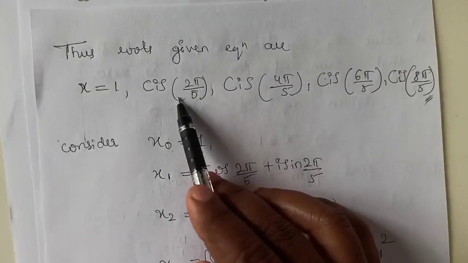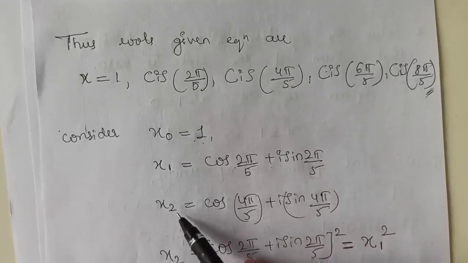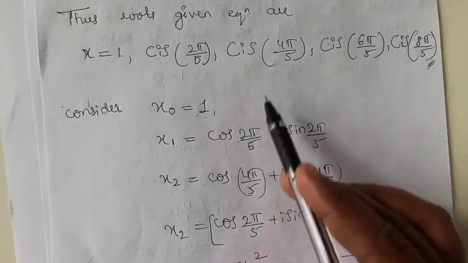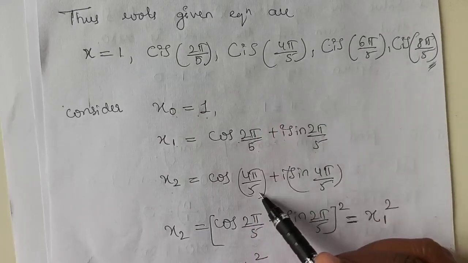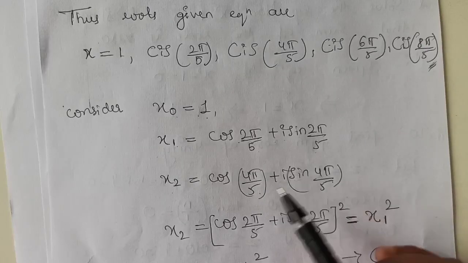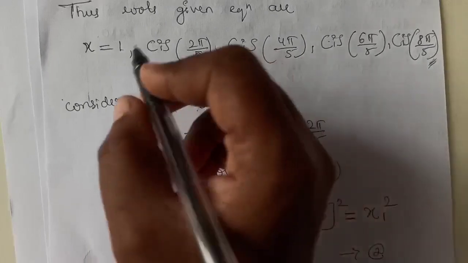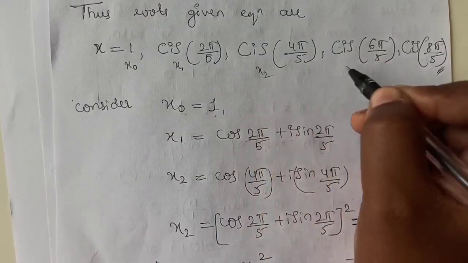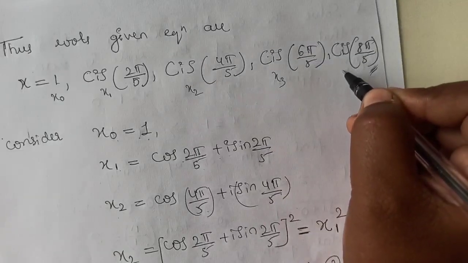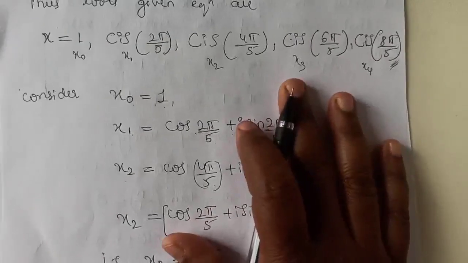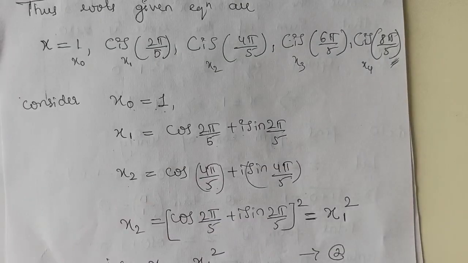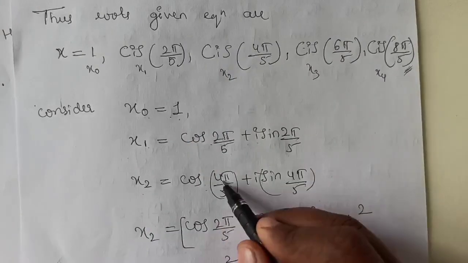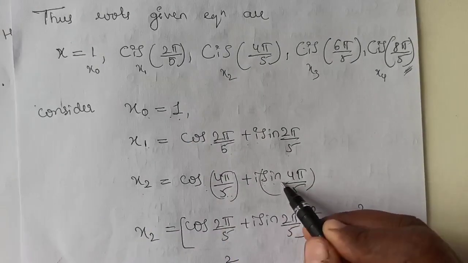This is the second root. The third root we consider as x2, but it can be written in the cos plus i sin form. So on writing this, you consider these as x0, x1, x2, this is x3, and this one is x4. Okay, so now x2 can be written as cos of 4 pi by 5 plus i sin 4 pi by 5.